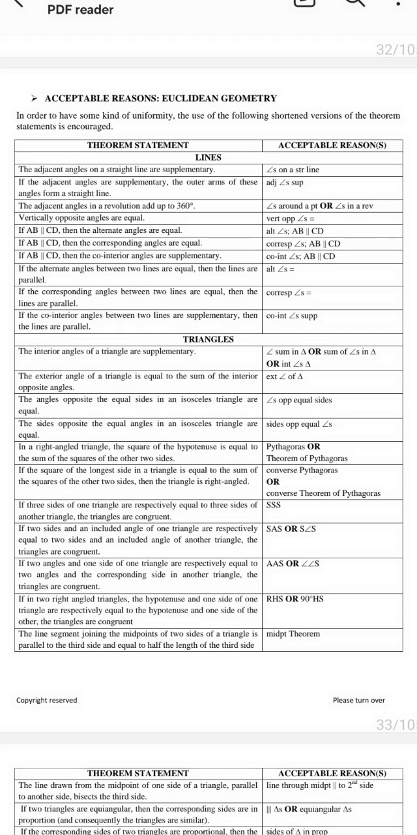Change the card a little bit there to the next statement. Vertically opposite angles are equal. You can see there, vertically opposite angles are equal. There is our acceptable reason: vert op angles equal.